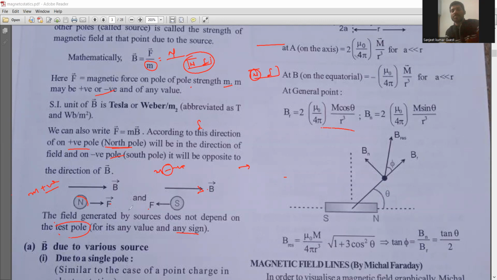So here that's written, M is positive or M is negative. So that depends on this one, right? So either M is positive or negative. So that's written over here. The field generated by sources does not depend on the test pole, right? That means the field will not depend on the value of M of this pole, the force on it.